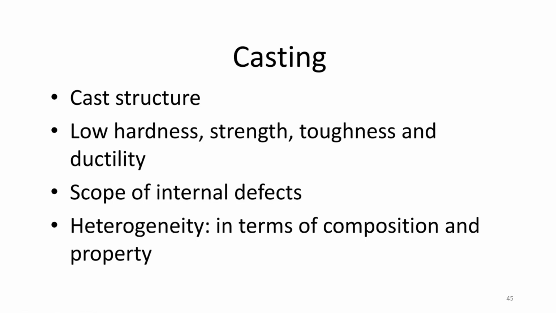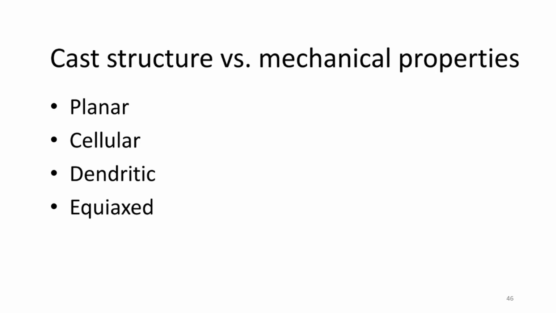Next is cast structure. For casting, you have low hardness, strength, toughness and ductility, and it also has probability of internal defects. As I told earlier, in case of casting, you have gases entrapped in your material, and you can also have poor surface finish because of the sand molding, and there will be heterogeneity in microstructure as well. So there will be less isotropic properties, and these are various structures.